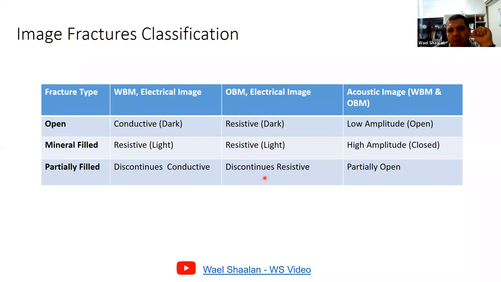In the case of OBMI, these types are water-based mud electrical image and oil-based mud electrical image. If it's resistive, resistive will be white. This one is a mistyping. Resistive will be white here. So the resistive will be white, and resistive will be light as well. So this one also will be light. Both are light. This one, discontinuous, resistive, will be light. So everything in OBMI will be light, like this one.